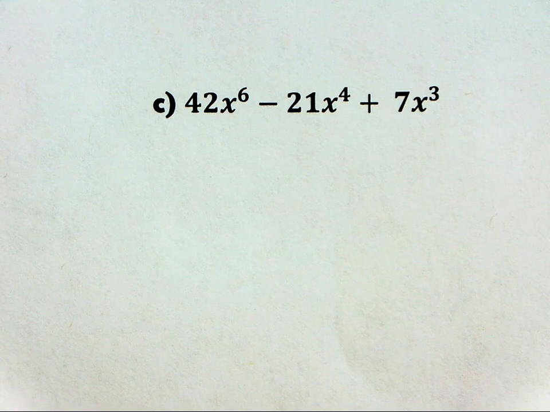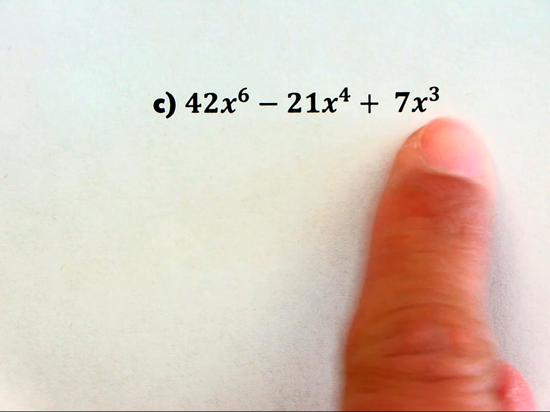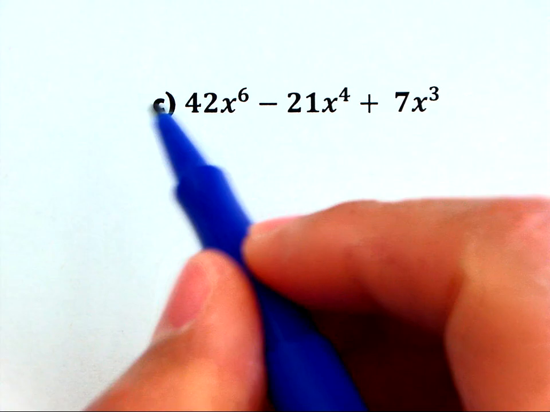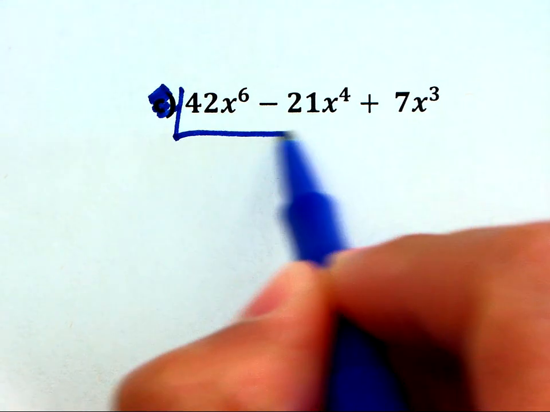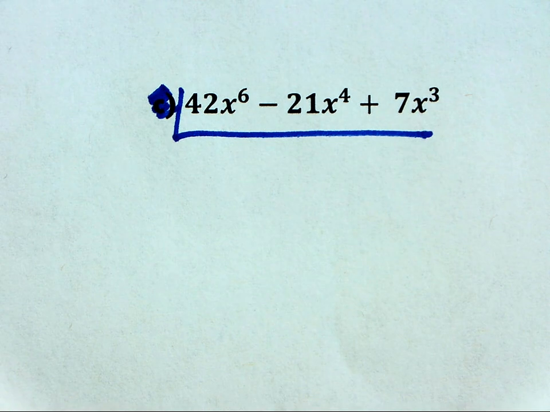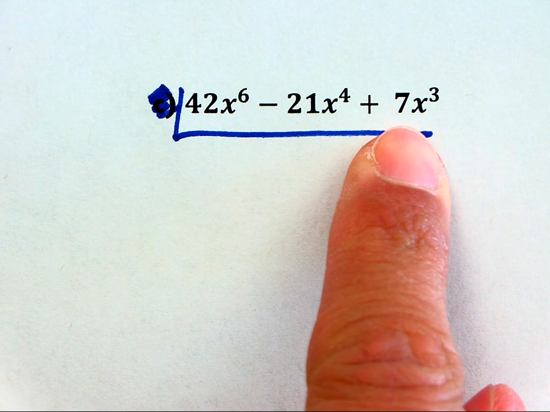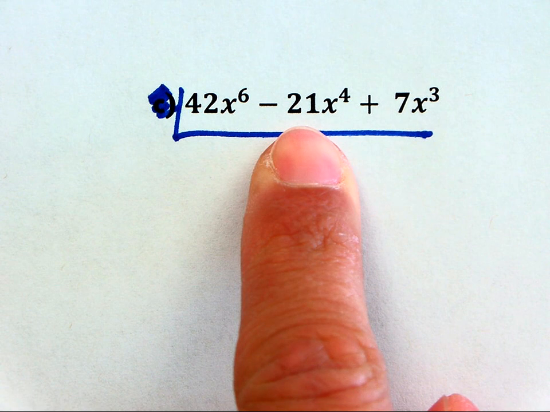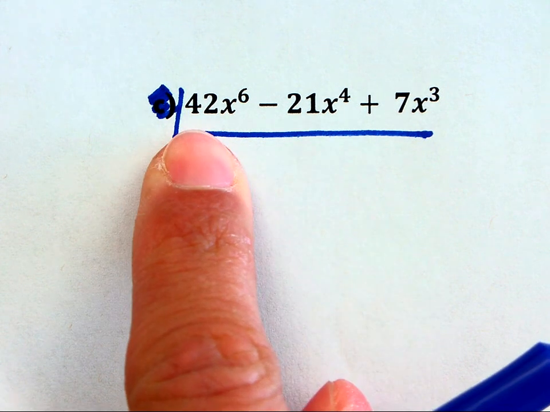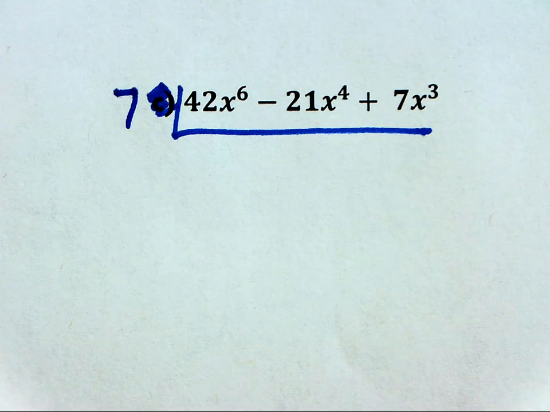And I don't really see much of a difference here other than the powers are much larger, 6th, 4th, and 3rd power. Okay, so we'll set up long division. Okay, so I see 7. 7's a prime number, so I know the only thing that can divide this is 7. 21's divisible by 7, and 42 is divisible by 7, so there you have it, right? 7 is going to be part of the greatest common factor.